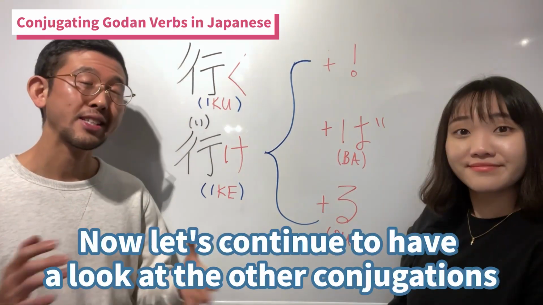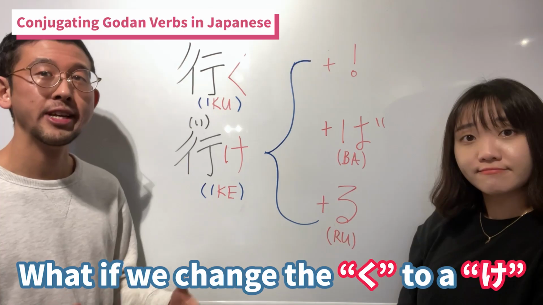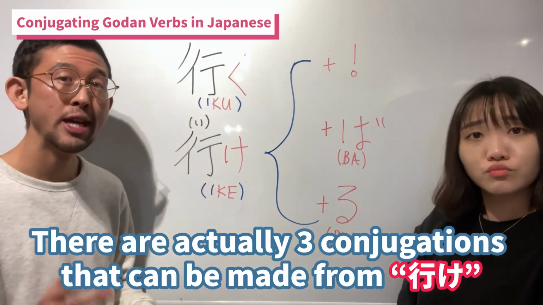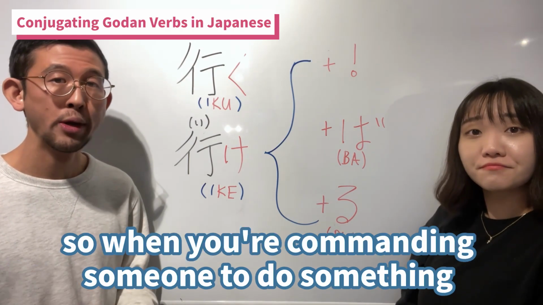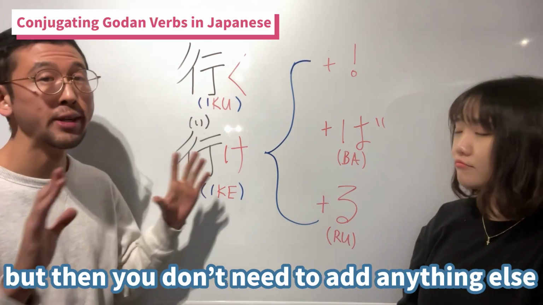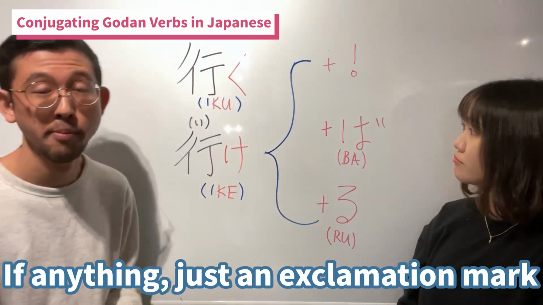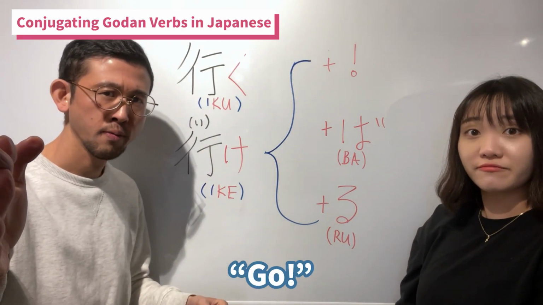Very good. Now let's continue to have a look at the other conjugations that can be made using the same pattern. What if you change the ku to a ke? There are actually 3 conjugations that can be made from ike. So let's start off with the imperative form. So when you're commanding someone to do something, you change the ku to the ke, but then you don't need to add anything else. If anything, just the exclamation mark. So it becomes ike, go. Very demanding.